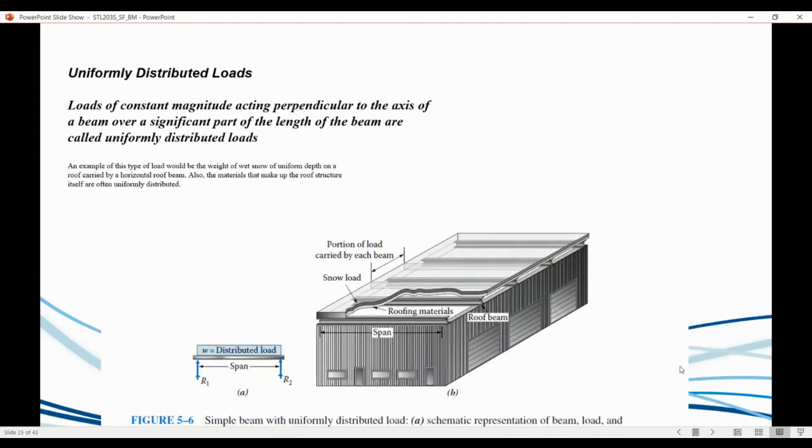Okay, so we've got a UDL, uniform distributed loads. You guys are probably aware of this. Loads of a constant magnitude acting perpendicular to the axis of the beam over a significant part of the length. So what they're showing here is maybe a factory of some sort, and let's say you've got some snow on the top of the roof, but it's uniformly distributed, so it provides an extra amount of load on it.